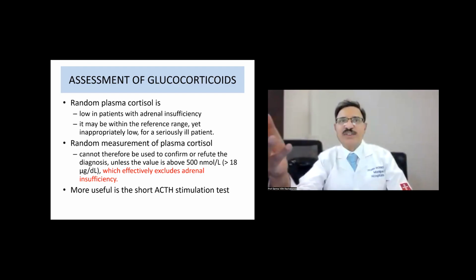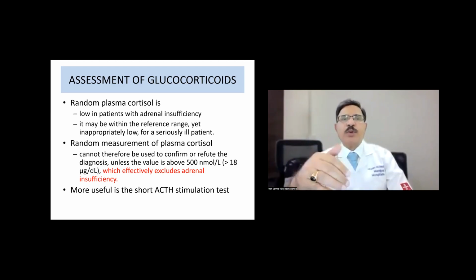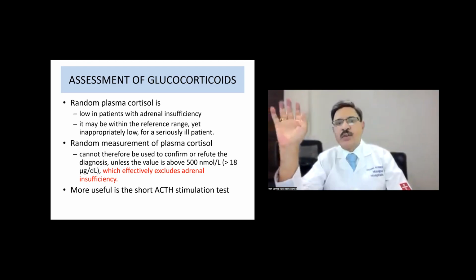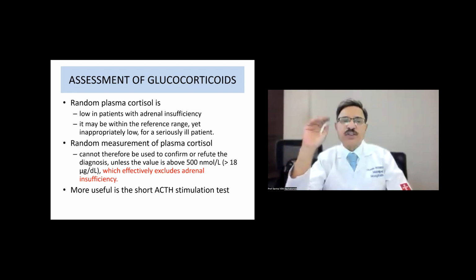Or hypermetabolism is there, but the body has not responded. So that inappropriately low cortisol, a random measurement of plasma cortisol, cannot be used to confirm or refute the diagnosis, because it could be normal, but the metabolism may be more and it is not commensurate with this. So I cannot exclude or confirm unless the value of the cortisol is 500 nanomoles per liter. If it is more than 500, of course, it rules out Addison's disease, which effectively excludes adrenal insufficiency.